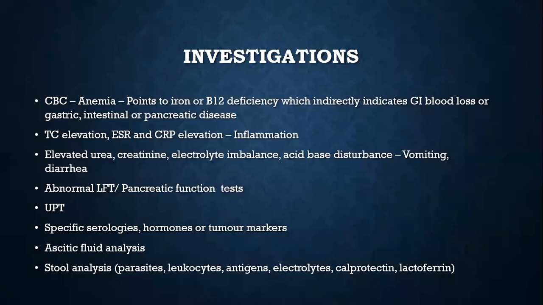Always look for a urine pregnancy test in any female with abdominal symptoms, because pregnancy with some complication like a torsion, etc., can present with abdominal pain and can mislead the diagnosis. This is about the basic investigation. And once we have come to a particular diagnosis, we can go for specific investigations like tumor markers, hormonal assays, and specific serologies like anti-GAD antibody, anti-gliadin antibody in celiac disease, etc.